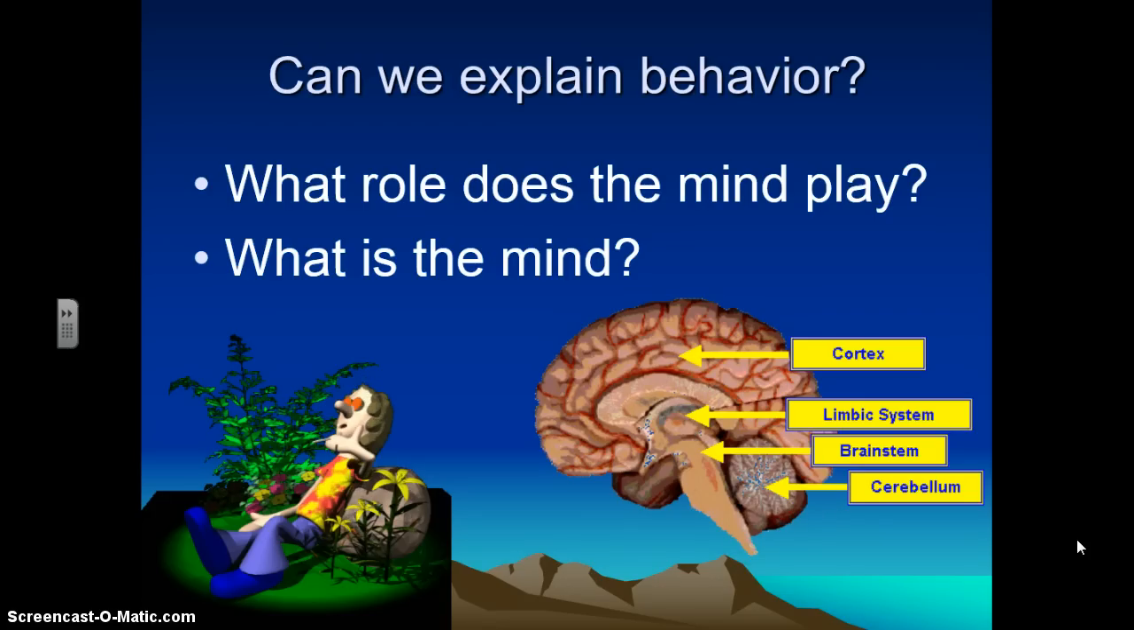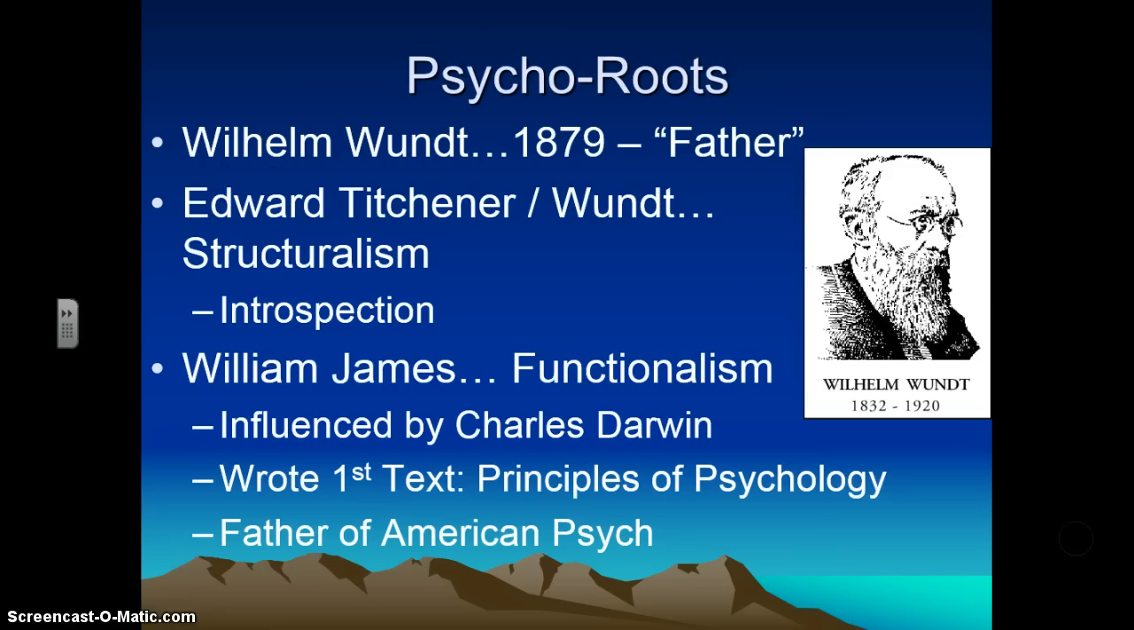So, really, what role does the mind play in terms of behavior, and where is it and what is it? That's one of the central questions that psychology has always dealt with. And if we go back in the history, we can actually talk about the very beginning and how the mind was kind of evaluated back then. If we look at the historical development of psychology, it really started in terms of trying to emphasize the study of behavior in 1879 with Wilhelm Wundt.